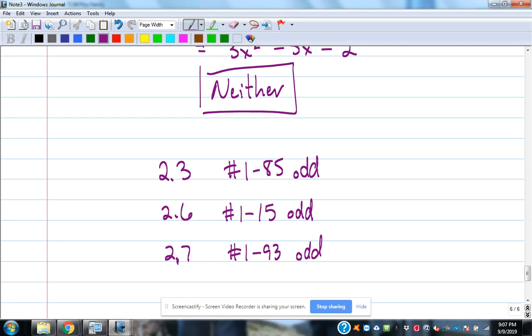Make sure you bring a calculator and a pencil. Some of us like pens. I'm a pen person, but you need a pencil to take the test because it's a Scantron sheet.